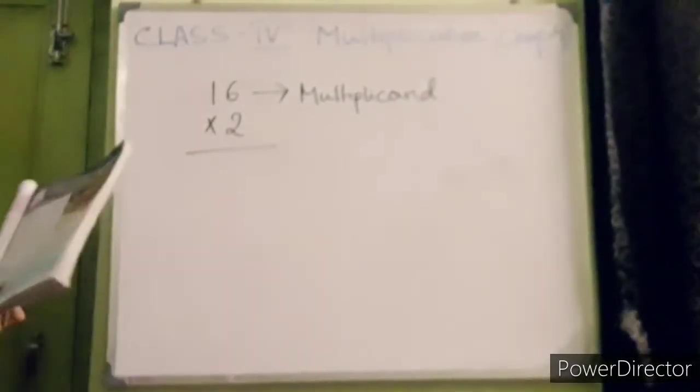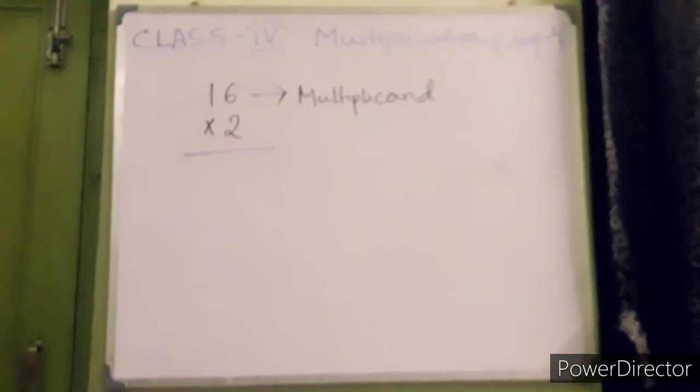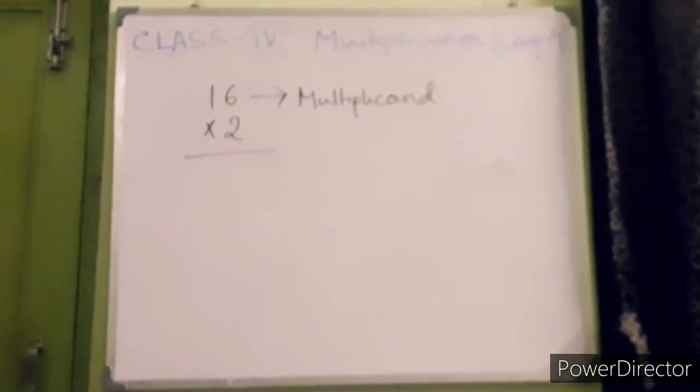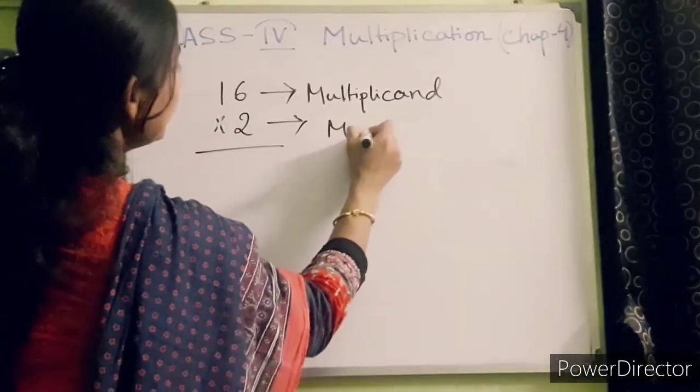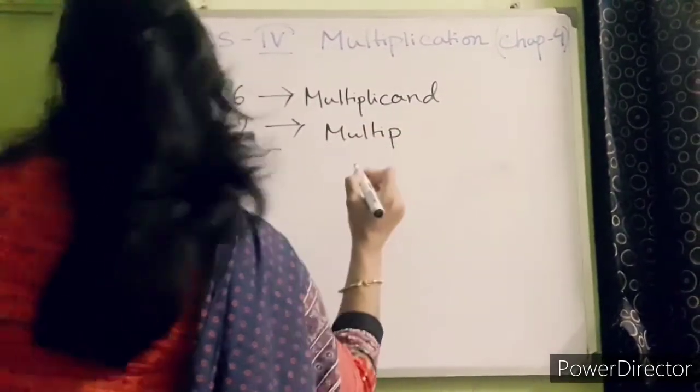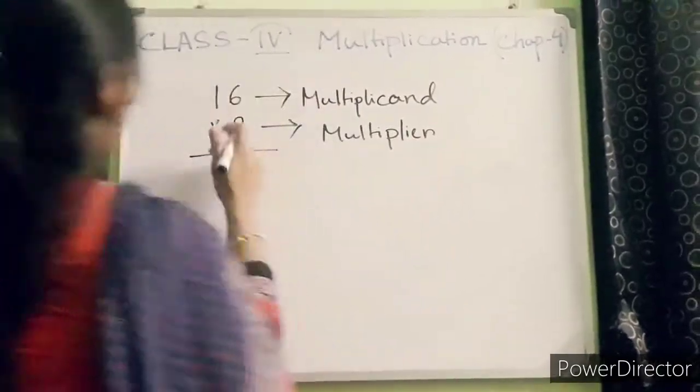Sixteen is called the multiplicand because in multiplication the number to be multiplied is called the multiplicand, and the number by which we multiply, here we multiply by 2, so 2 is called the multiplier, and the result is called the product.